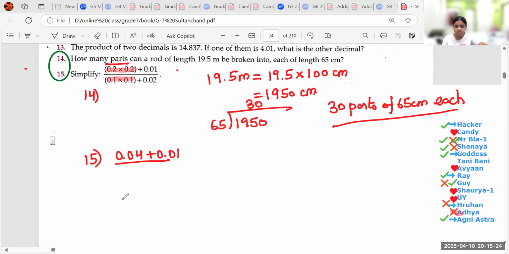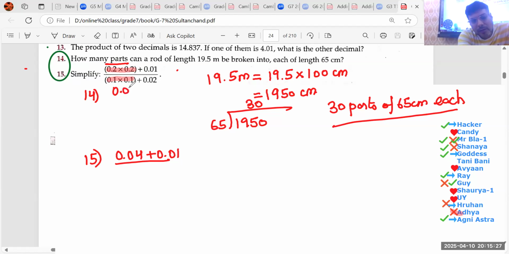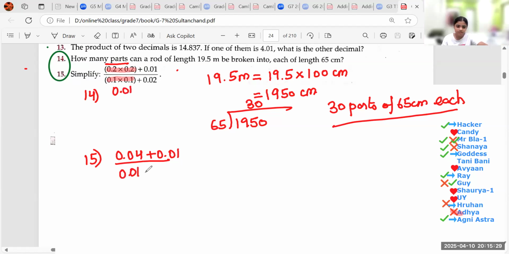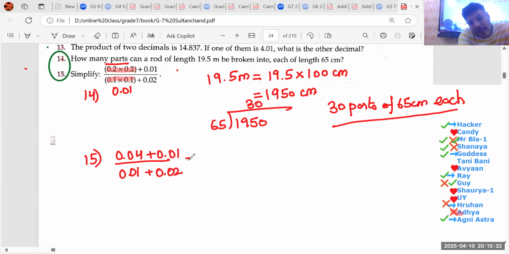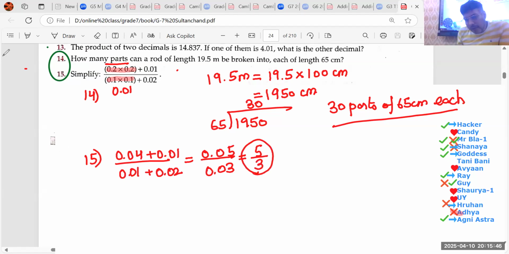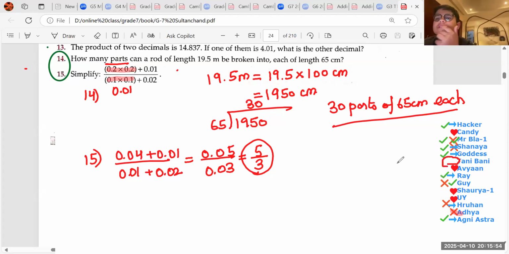No, beta, it will be 0.01. 0.01, sorry, sir. 0.01 plus 0.02. That will be 0.05 upon 0.03. So I will multiply the numerator and denominator by 100. I will get 5 by 3. So any doubts, guys? Sir, if you give the answer as 0.05 by 0.03, would that be wrong? Your marks definitely would be cut because it is not a simplified answer. Got it.